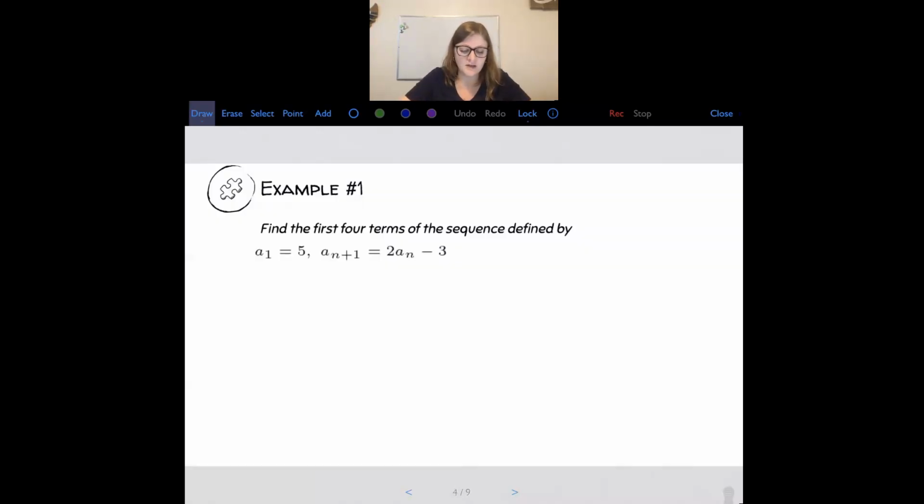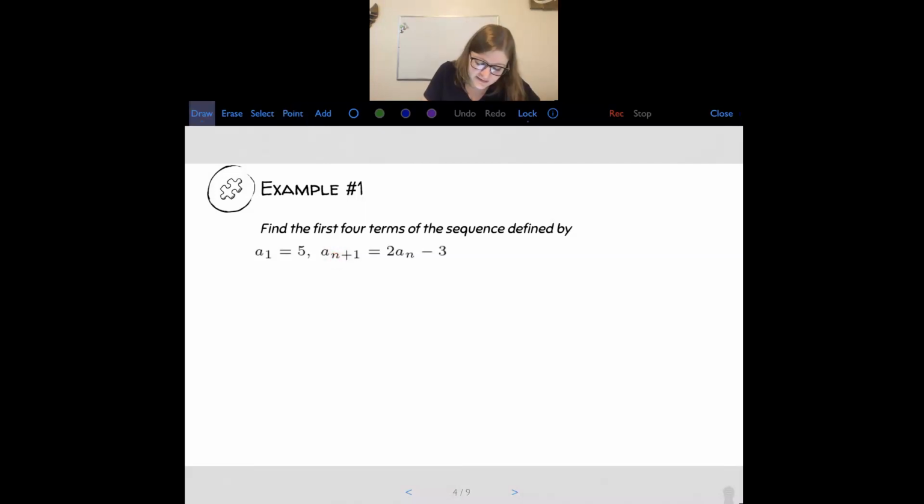So example 1, find the first 4 terms of the sequence defined by, so we have a sub 1 is equal to 5, and then we have a sub n plus 1 is equal to 2 times a sub n minus 3. So we're already given a sub 1. So the next term that we need to find is a2. Now notice to get a2, we're actually going to use n is equal to 1. Okay, so we're not going to use 2.